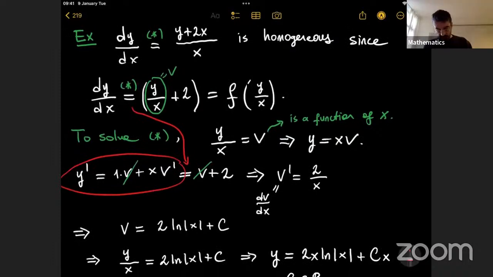Well, what we did here is we used this one, okay? So y is a function of v, which is a function of x, so we get y is equal to x times v, and we use the product rule. The derivative of the left-hand side is y prime here, okay? And the derivative of x times v: v is a function of x, so we use the product rule. The derivative of x is 1 times v plus x times v prime. So here we use the product rule.